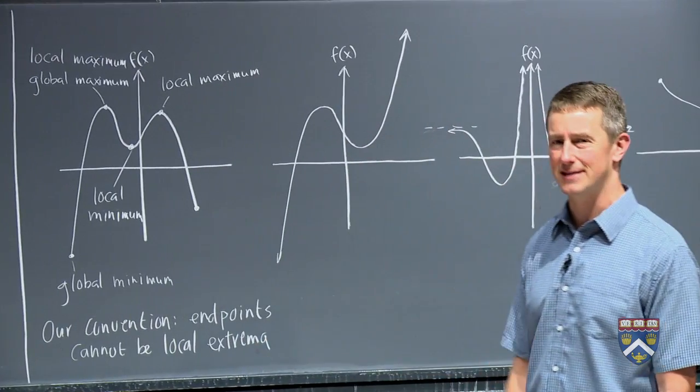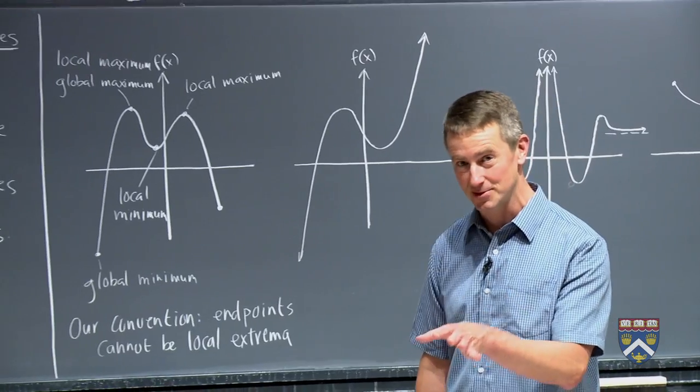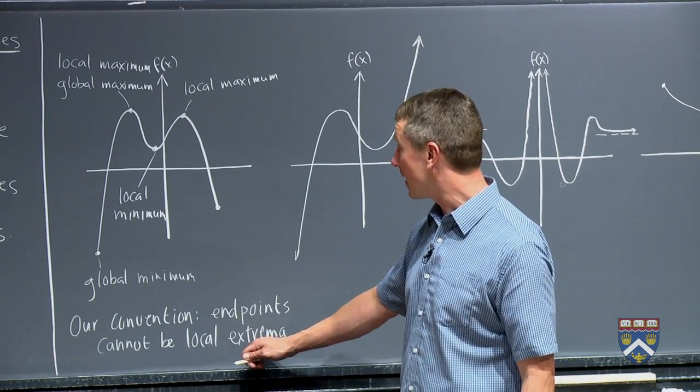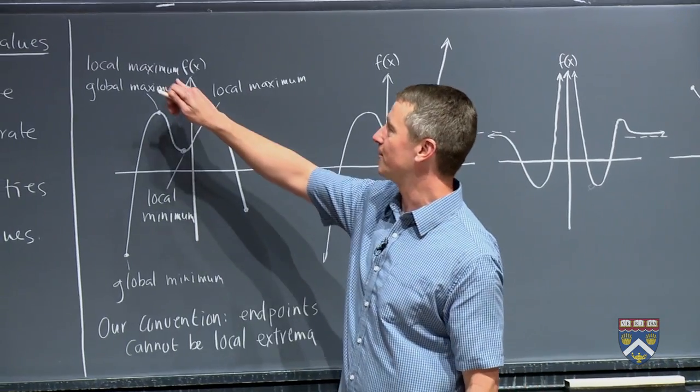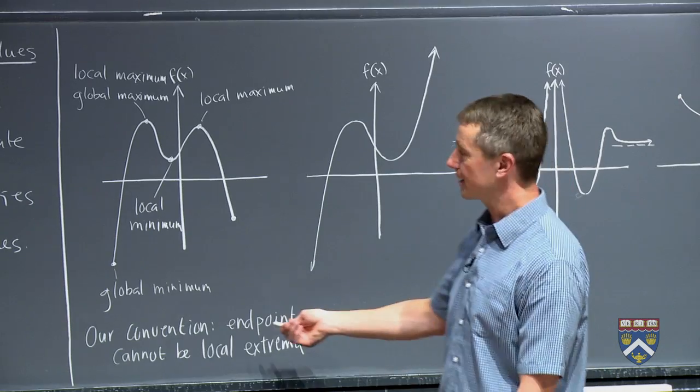An extrema, this is the way to say something plural properly. Like the plural of stadium, you're supposed to say stadia, not stadiums. So the plural of extremum is extrema. The plural of maximum is maxima. So this is going to be our convention in this class.